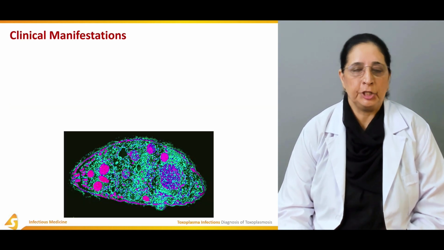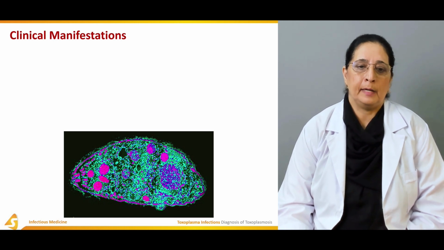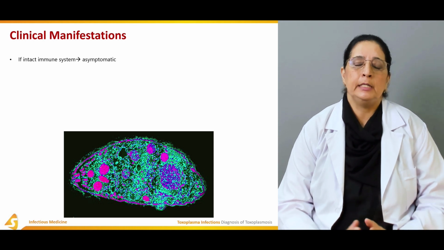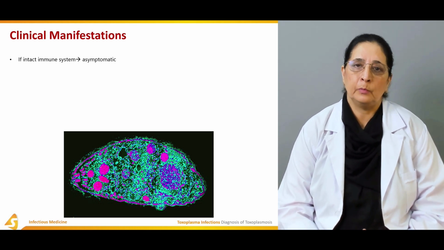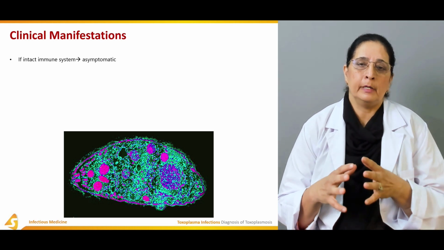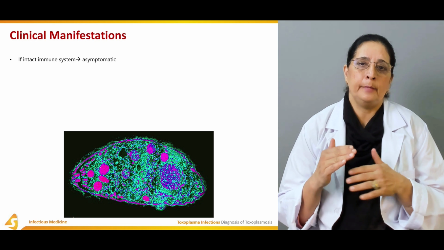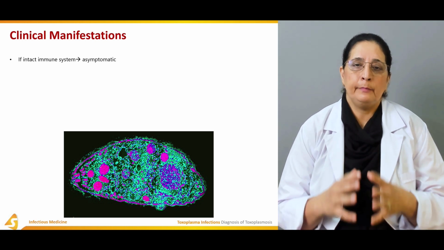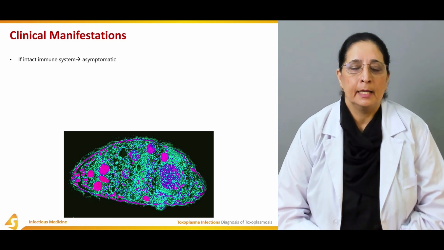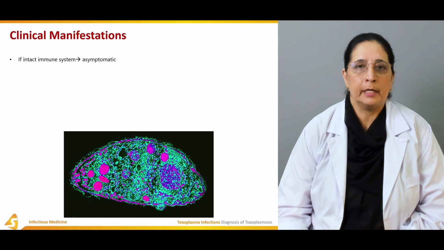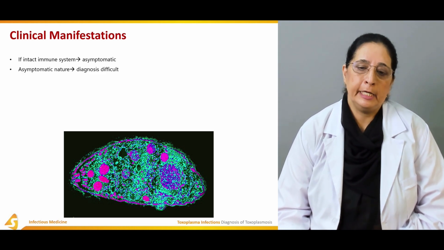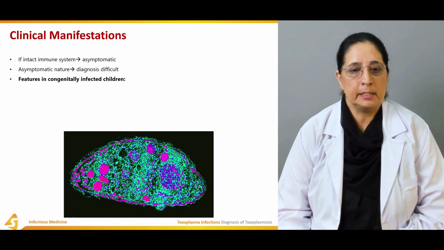Clinical manifestations of toxoplasmosis. If the immune system is intact, usually the patient with toxoplasmosis is asymptomatic. So the most important thing is the immune response. If the immunity is strong, or the patient is immunocompetent, then usually they are asymptomatic. Due to the asymptomatic nature, the diagnosis is usually difficult.